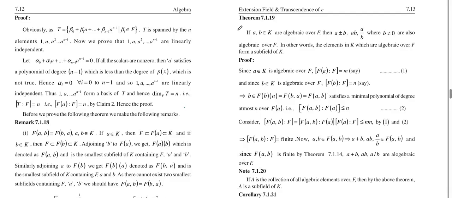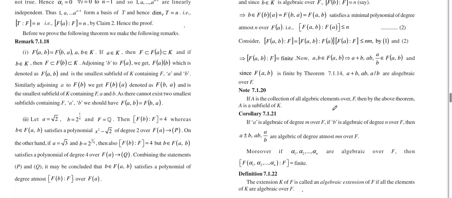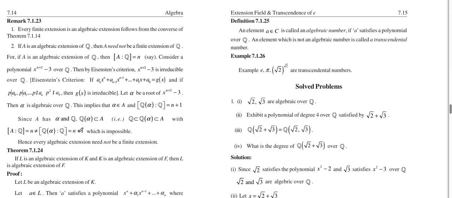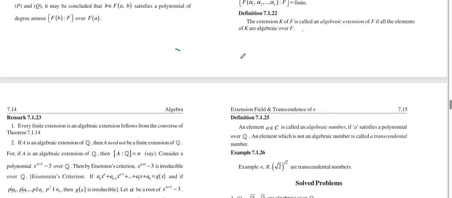In the next video, we will prove that if a and b are algebraic, then the sum, the difference, product, and the quotient are also algebraic over f. And then, regarding the algebraic extension, we have a theorem. So both of them will be discussed in the next video.